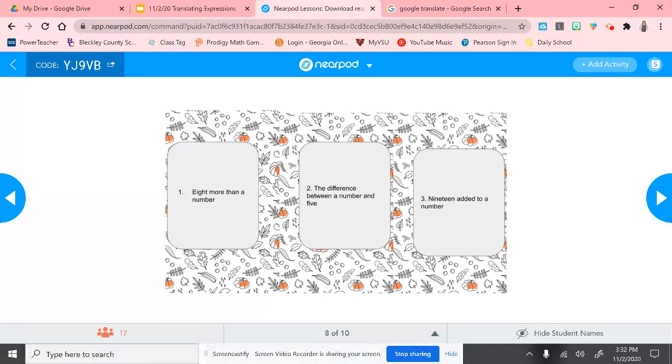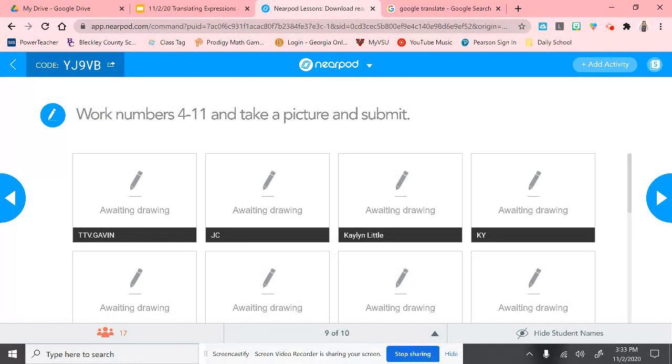All right. So you're going to turn your page in your packet. You've got numbers 4 through 11. Using your reference sheet, you're going to translate those sentences into an expression. And then you're going to take a picture of them and submit it onto our board. Numbers 4 through 11, just the top part. Okay, and then tomorrow we're going to keep working on this, okay?